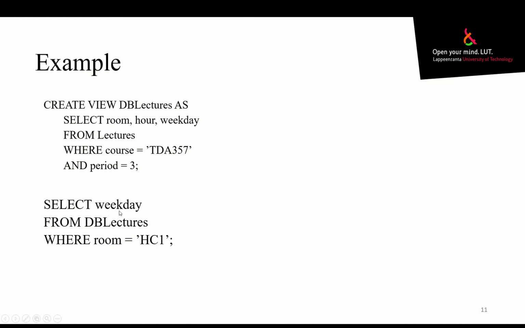Now we can also select from this view that we've created. So you can select weekday from the DB lectures view where room is equal to HC1. So you see it's an example where you don't want to mess with the table, but you create an abstract view of that table in order to do some manipulation. This is important for you to know, and you can try some more exercises in your free time. I think in the lecture exercise or maybe in the weekly exercise, I'll add some examples for you to at least get familiar with views and how they work.